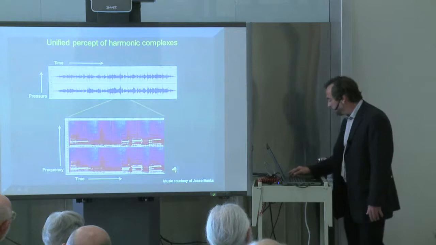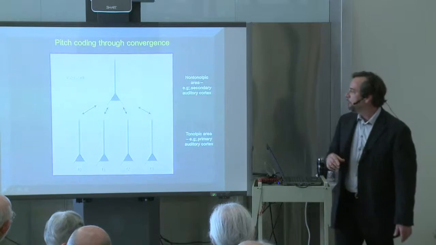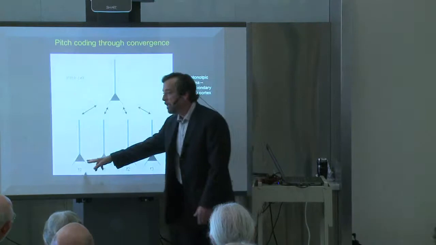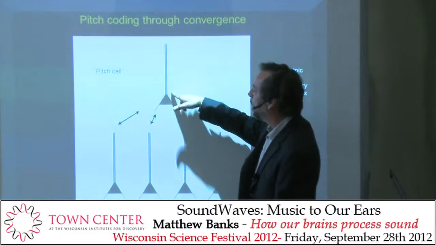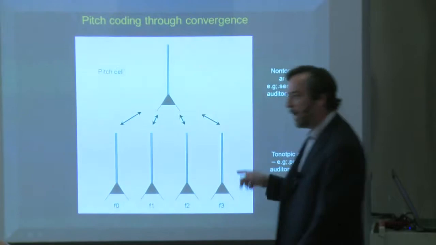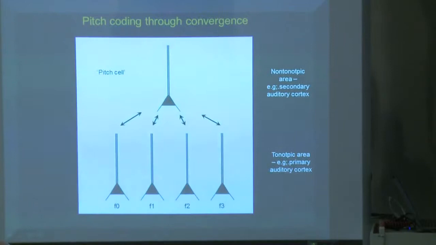Well, you can imagine that you have cells in auditory cortex. For example, these might be four cells in primary auditory cortex that are responding to the fundamental of that harmonic complex and then the first, second, and third harmonics. And let's say those cells converge on what's called a pitch cell. And this pitch cell only responds when you get this collection of harmonics occurring at the same time.